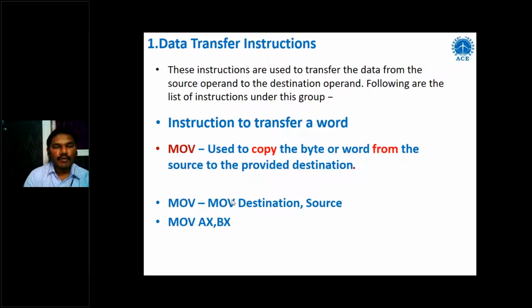So this is the syntax of move: MOV destination comma source. For example, MOV AX comma BX. Here this is called the statement or instruction or opcode or mnemonic, and these are called the operands. These operands are of two types: destination operand and source operand. The source operand is usually called the input operand, and the destination operand is also called the output, to store the data. Before execution these two act as input, and after the execution the destination is used to store the operated outputs.